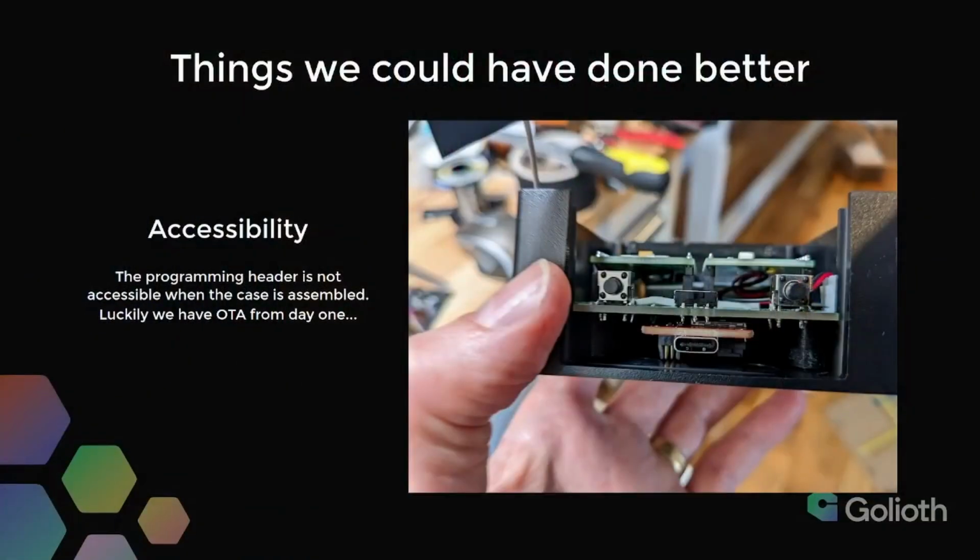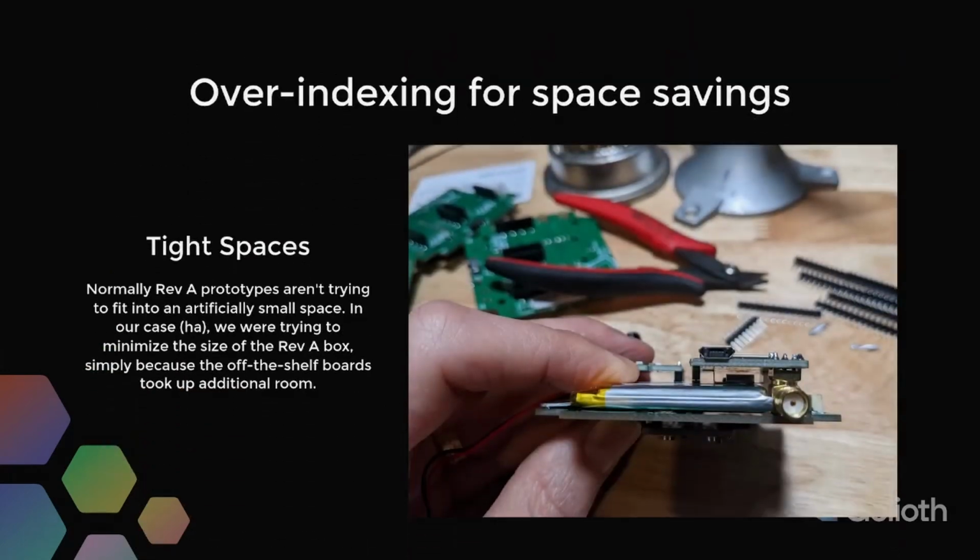Some things that didn't go well based on some of the constraints that I talked about is accessibility, right? So the programming header is actually kind of shoved in the bottom of the board. Once I put this thing into the box, I can't get at the programming header anymore. So everything has to go over OTA after this. This is a trade-off I was willing to make because I needed to fit it all into a case here. But again, it's going to come down to what you need in your design.